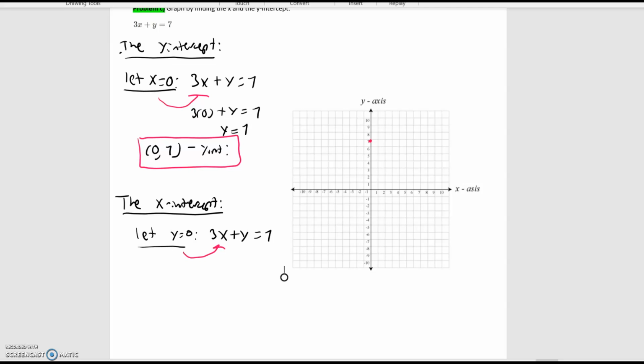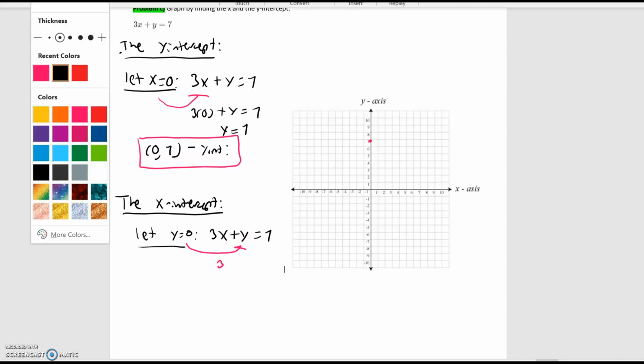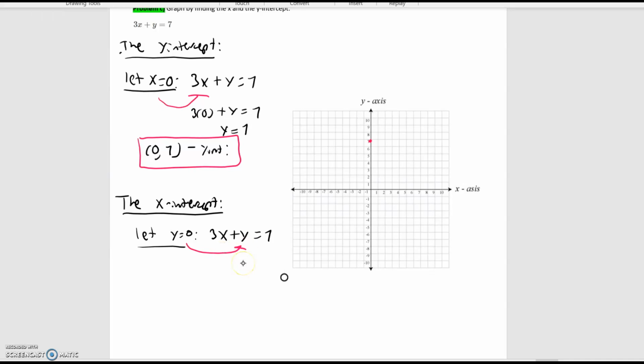Plugging in 0 into the y's will give us 3x plus 0 is equal to 7, or 3x is equal to 7.